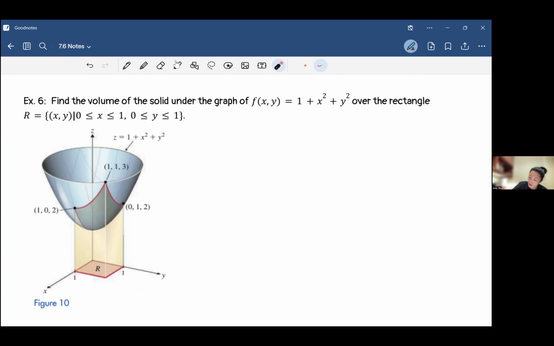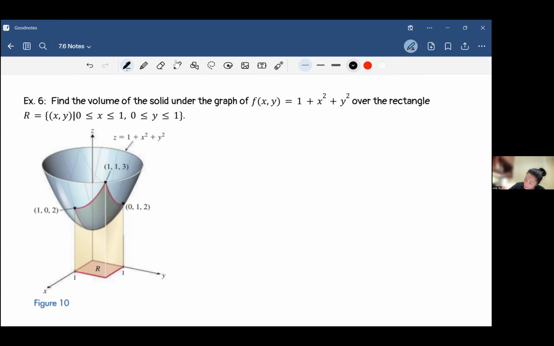And so if we find the volume, we're finding the volume of this region here. There's a bit of space underneath this bowl, and we're trying to find the volume of that space. As long as we can make that connection, it's not even that important that we can see it. It's more important that we know how to set up our double integral.